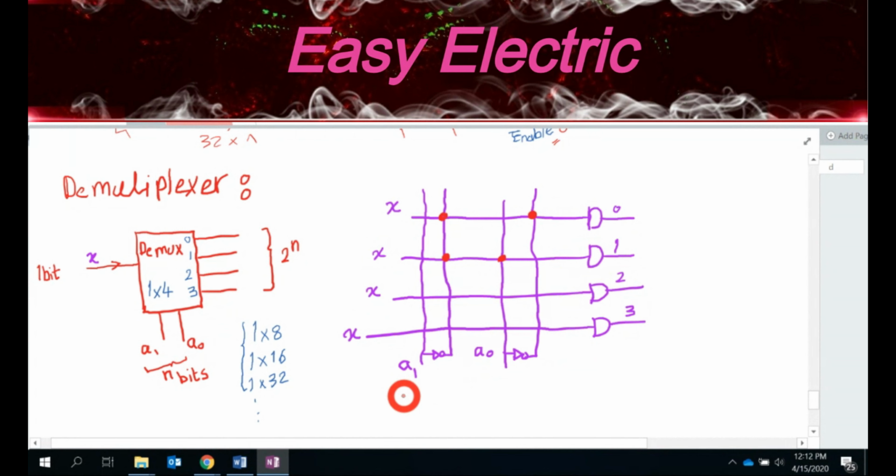So see, what is the 2? 2 is 1, 0, right? So that means A1 should be connected, but this A0 should be prime, okay? That is how you could remember that. So how about 3? If you want to know what is the connection, you need to say when we connect this X to this output 3, whenever this is 1 and 1, right? So that means here you have A0, A1, and here A0, okay?